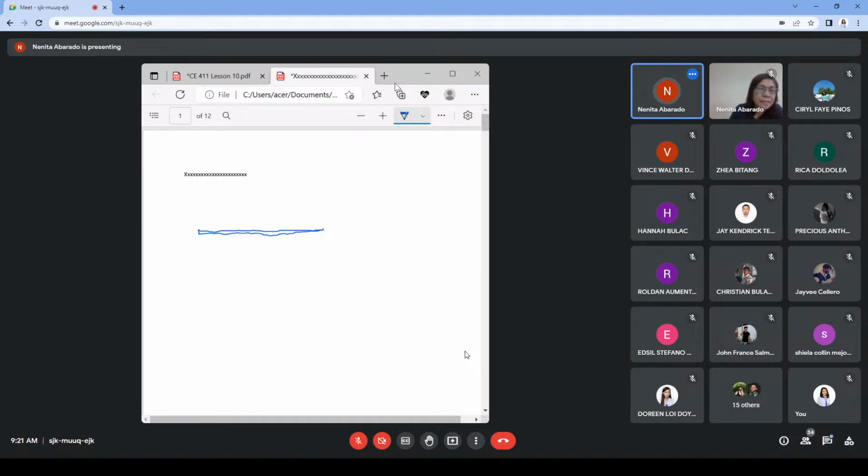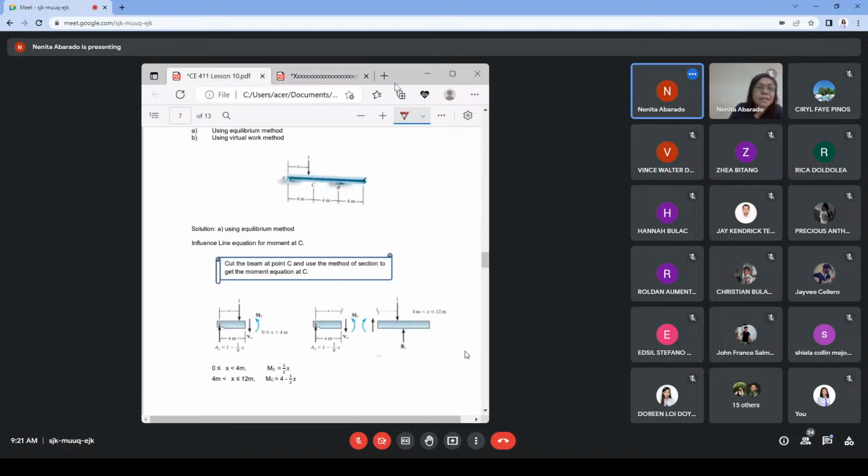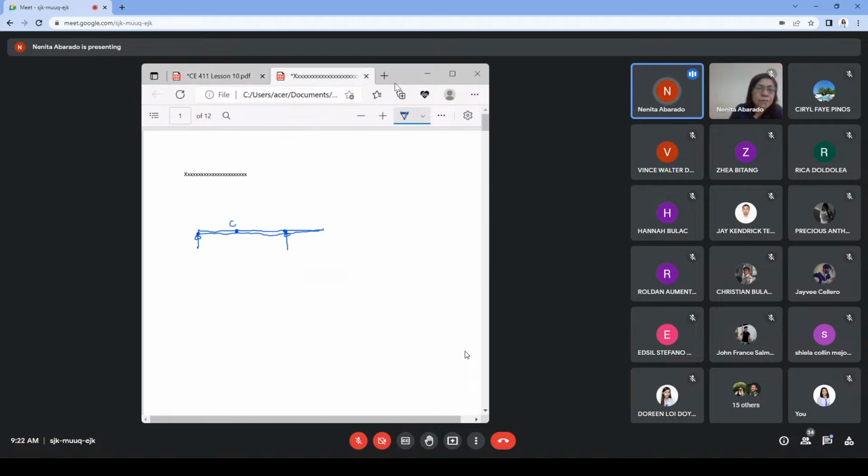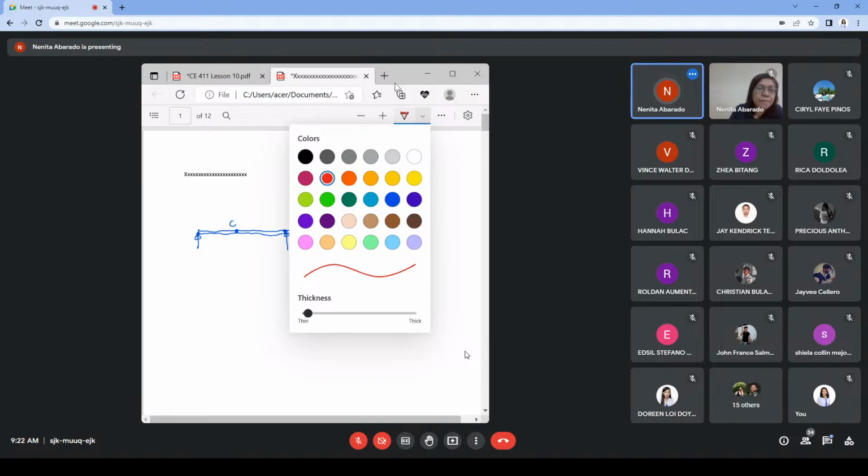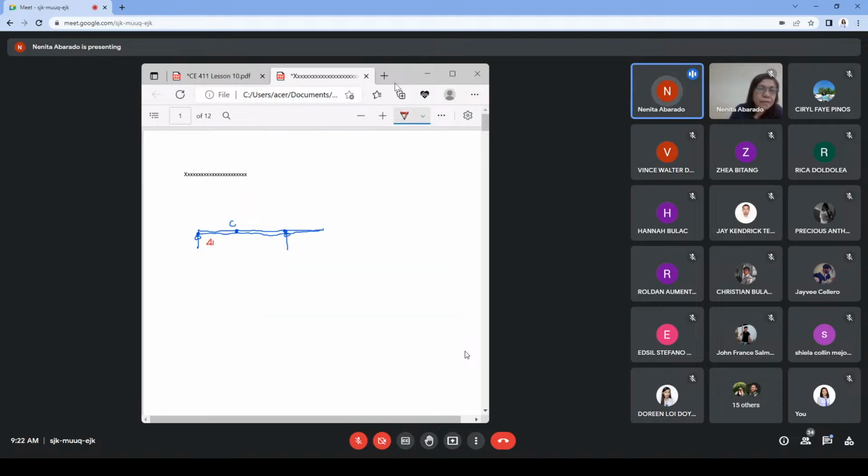Okay, class. So, natay support at A, natay support at B, then there is a point C. Yan ang kukuha natin na influence. So, we have here 4, 4, and 4. Okay. So, we have here 4 meters. 4 meters tayo dire.